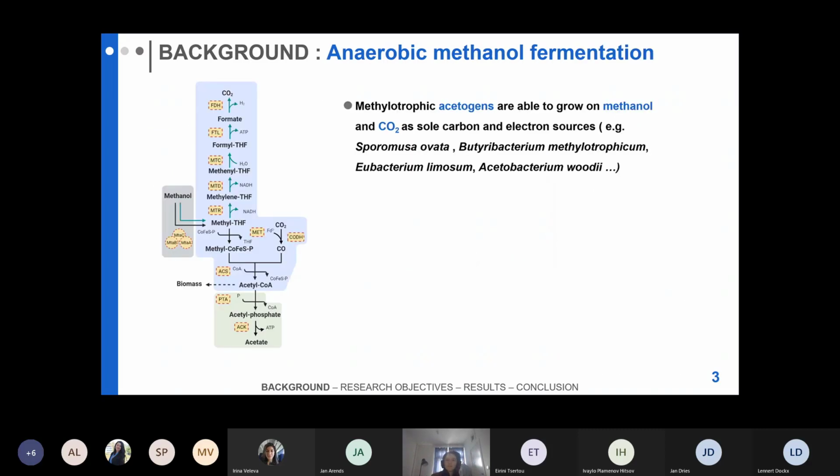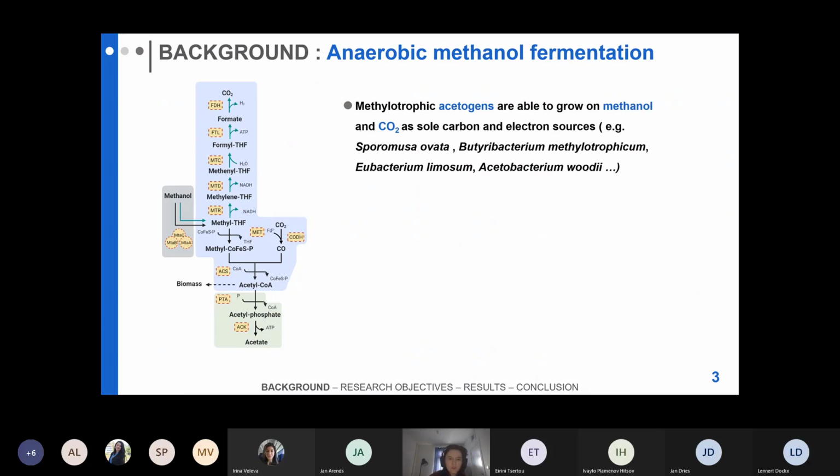So what does it rely on? It's related to anaerobic methanol fermentation. Some acetogens, which, if people don't know what acetogens are, are anaerobic bacteria that are able to grow on CO2 with an electron donor, which is traditionally hydrogen. Most of them produce acetate, but the key metabolic point in acetogens is that the central compound in their metabolism is acetyl-CoA.